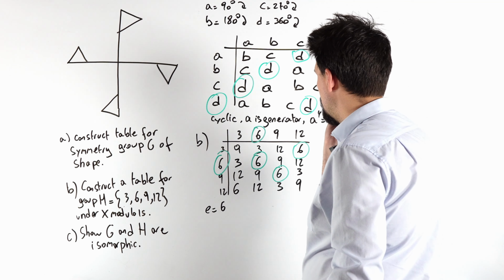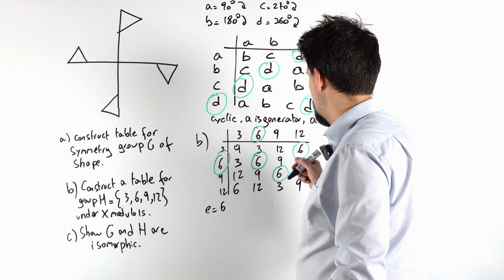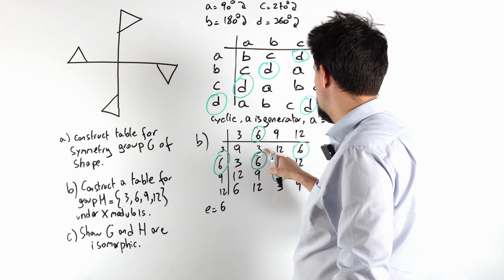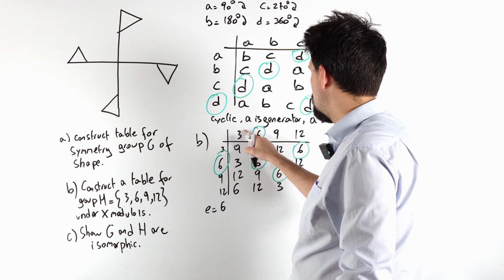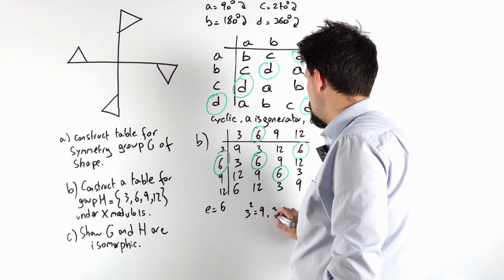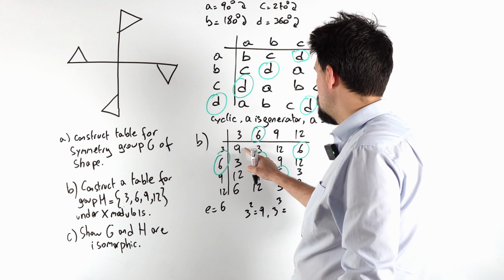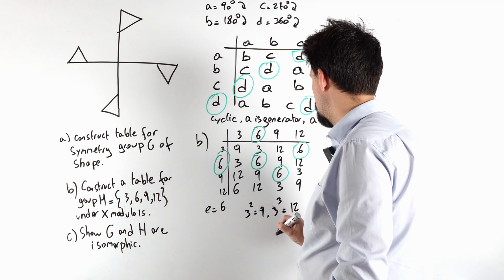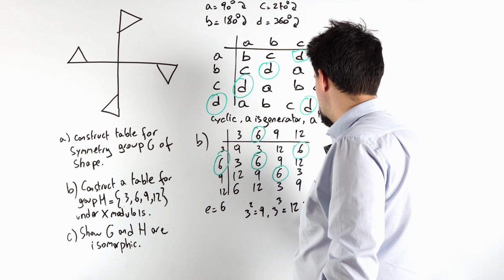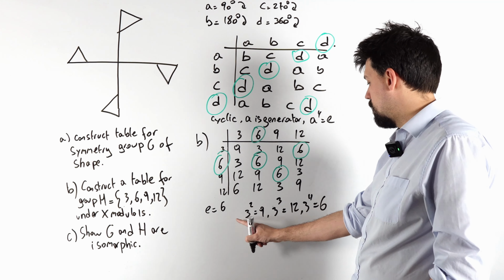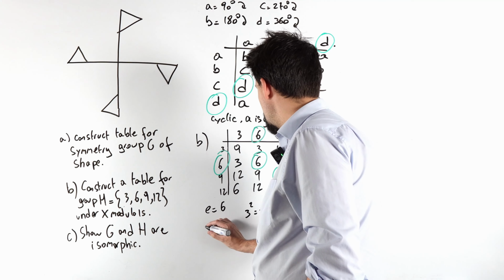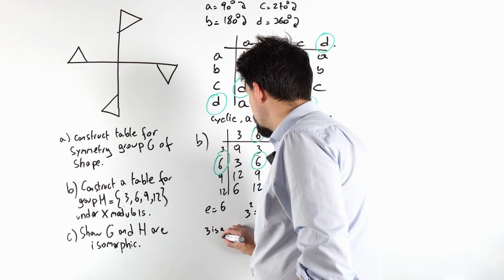What could my generator be? Well, 3 squared is 9. What's 3 cubed? 3 times 3 is 9, times 3 is 12. And what's 12 times 3? It is 6. So 3 to the 1 is 3. So it looks like powers of 3 do generate everything. So we're going to say 3 is my generator.